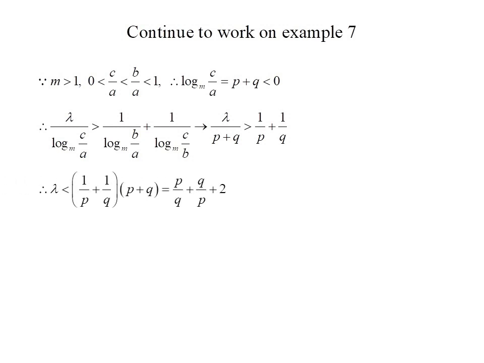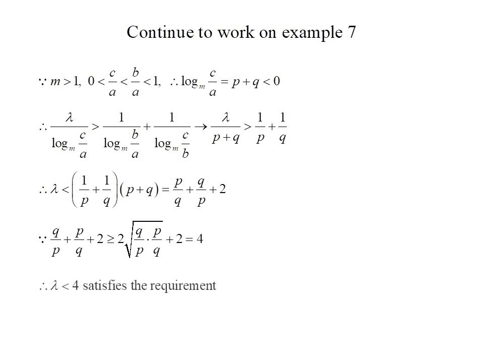Hence, after being simplified, lambda is less than p over q plus q over p plus 2. Since p over q plus q over p plus 2 is greater than or equal to 4, we may conclude here that lambda is less than 4.